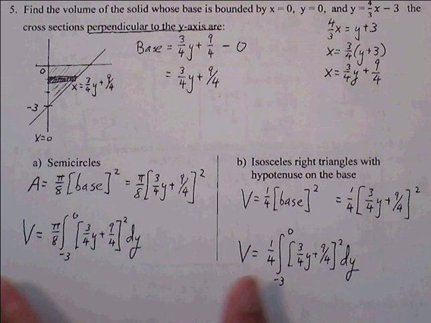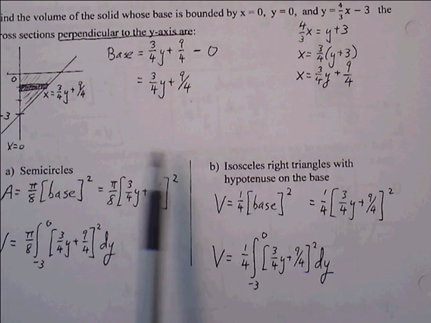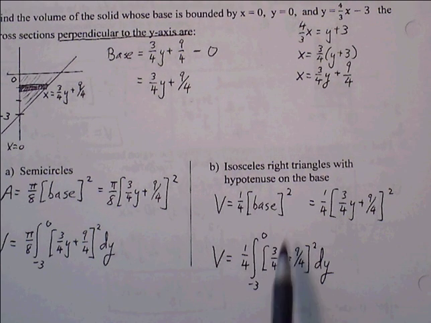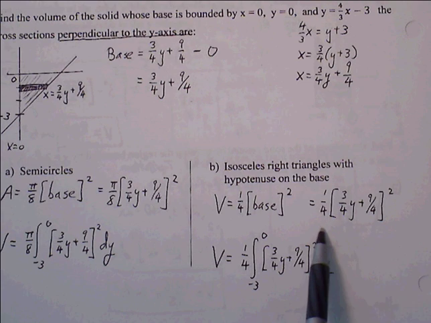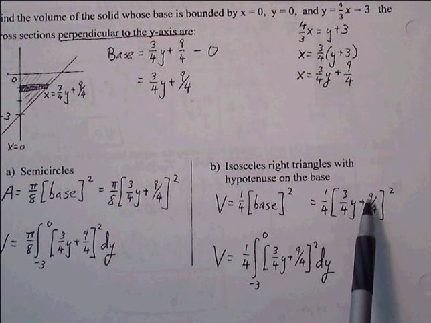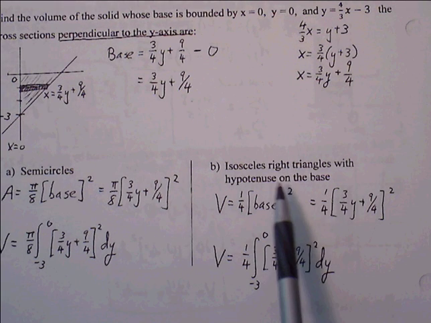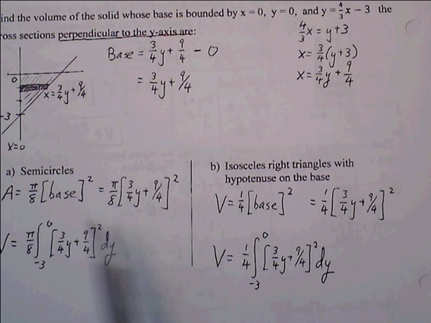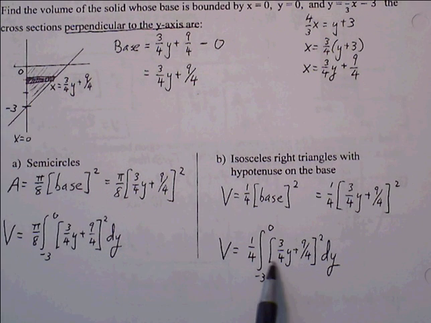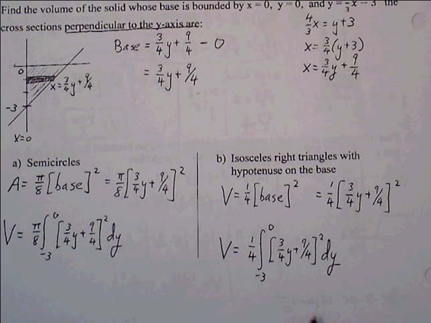For part B, isosceles right triangles. We're using the same base, but the formula is 1/4 base squared. So 1/4 times (3/4 y plus 9/4) squared, and then we're going to accumulate these infinite numbers of isosceles right triangles from one end to the other, from negative 3 to 0. That's 1/4 times the definite integral from negative 3 to 0 of the base squared dy.